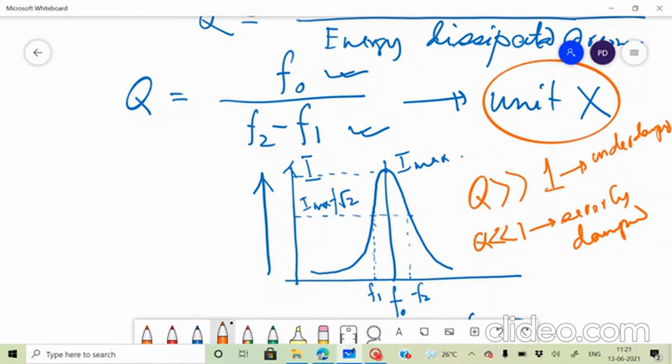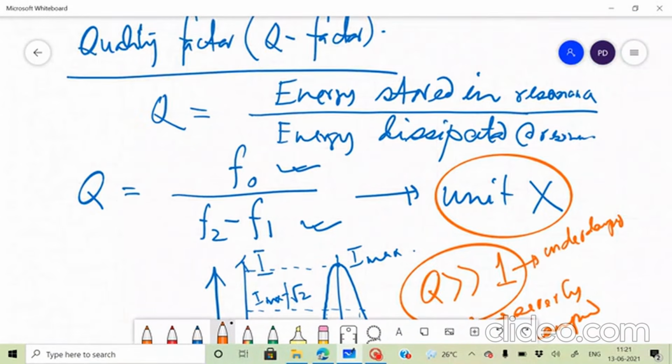In the case of mechanics, it is the friction which is basically responsible for damping. In this case, it is the reactances or the impedance, or the resistance in the circuit, which is responsible for damping. So ideally, you want a very high quality factor. You want the power dissipation very, very low, and you also want the energy stored in the resonance very, very high. So that's why Q must be much, much higher than unity. That is all.